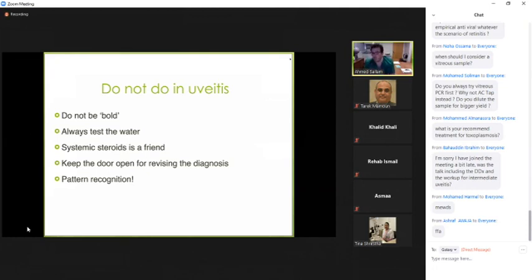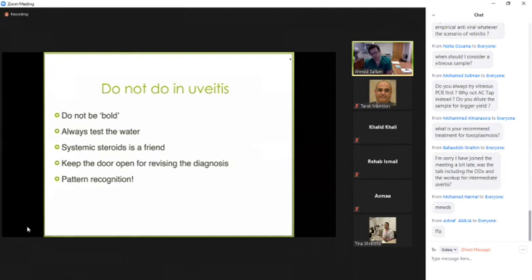Always keep the door open for revising the diagnosis, because there are cases we saw where everything said it was sarcoidosis, with a blood test and response, and then many years later, the patient had CNS lymphoma. So that lesion was actually primary intraocular lymphoma. There's a big pattern recognition.